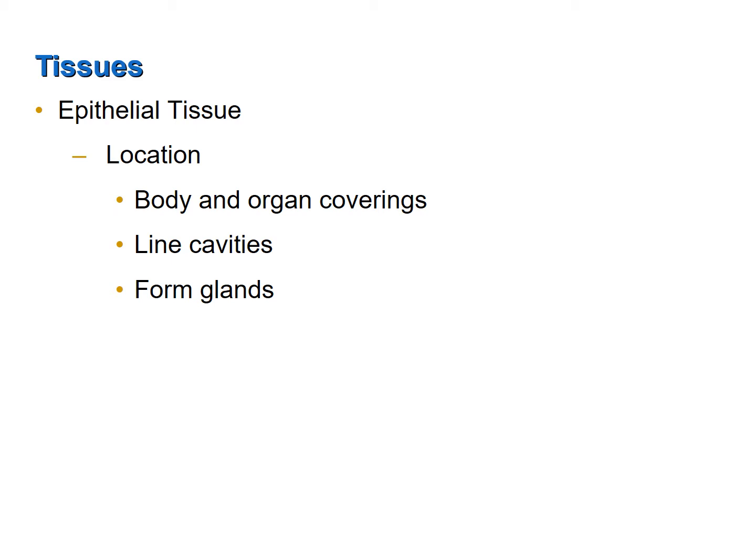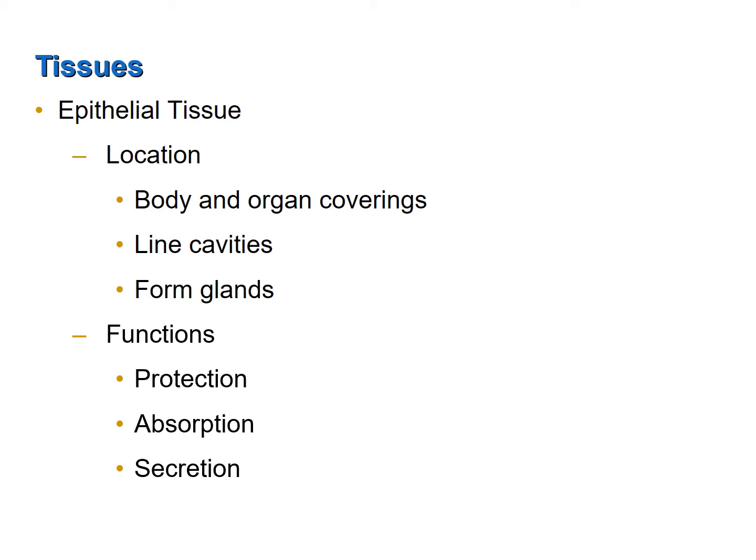Now let's relate their locations to their functions. If epithelial tissue covers organs and the body, it makes sense that they would function in protection. If epithelial tissue lines the body cavities, it would make sense that they participate in absorption and secretion in the digestive tract or the respiratory tract or the urinary tract. And also in some of those locations, they also participate in filtration.